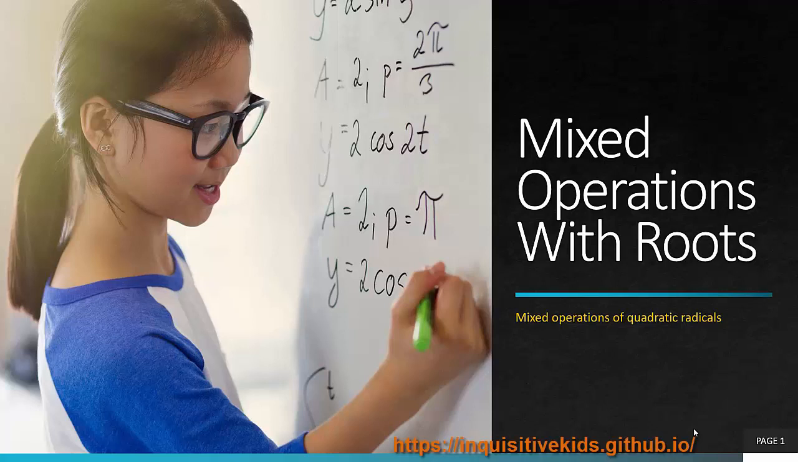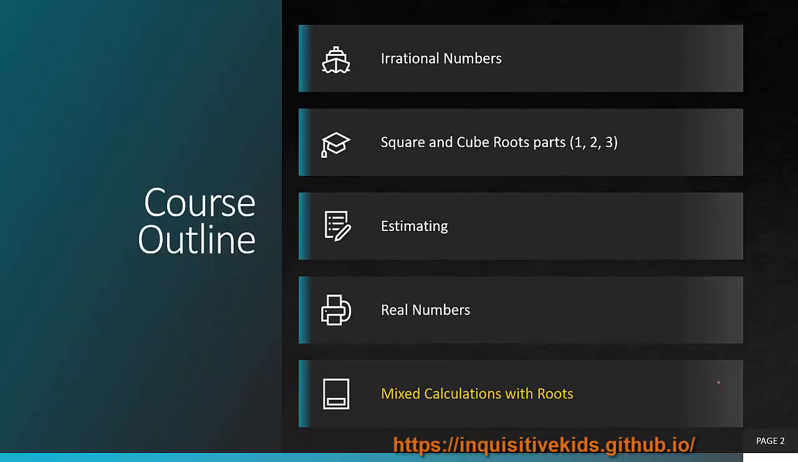In this video, we will be learning about mixed operations with roots. So this is actually our last lesson of the chapter, and in the previous lessons we learned about irrational numbers, and then we learned about square and cube roots. Then we learned estimating and then real numbers. So now we're going to put all what we learned into calculating actual examples and expressions.